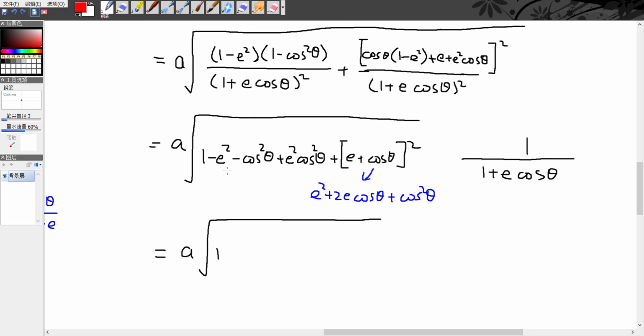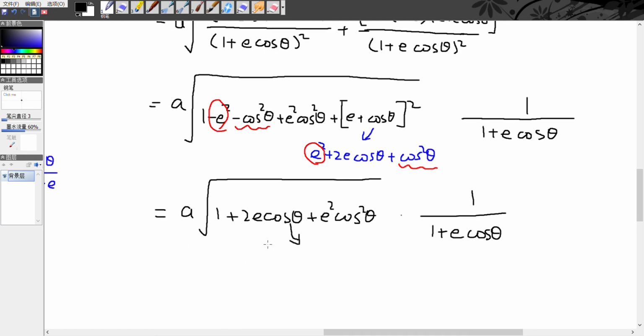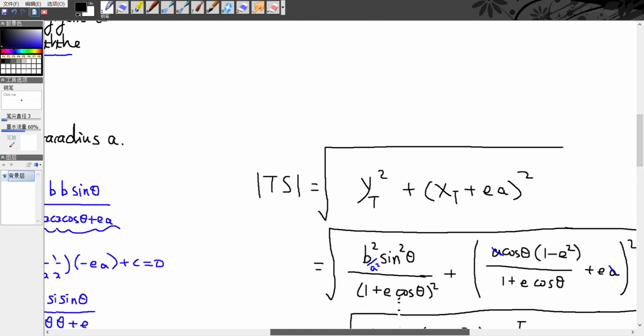Sorry. So this and this are cancelled, and this is cancelled. So we just have 1 plus 2e cosine theta plus e squared cosine squared theta, multiplied by 1 plus e cosine theta over 1. And this term is just 1 plus e cosine theta squared, which just gives us a, and this is the goal we wanted to meet.